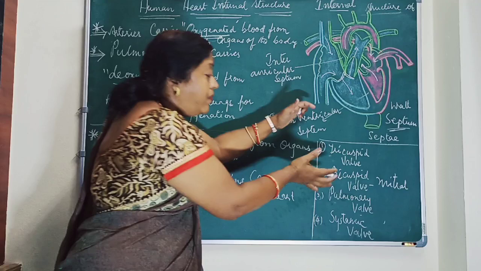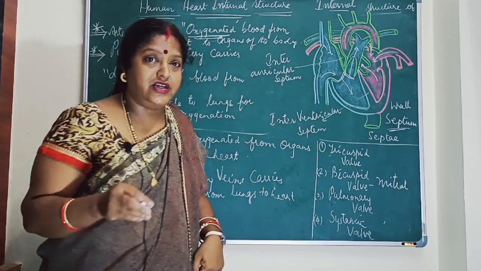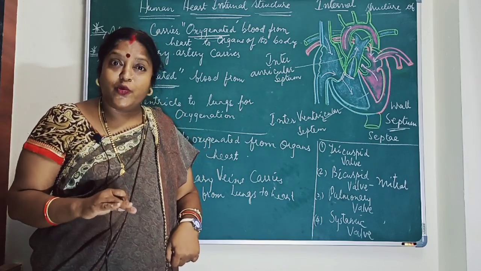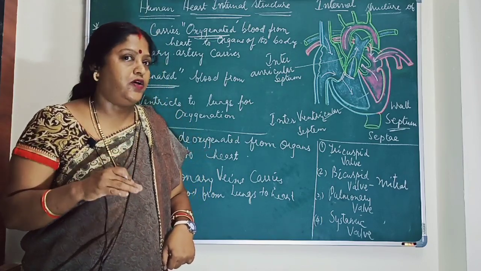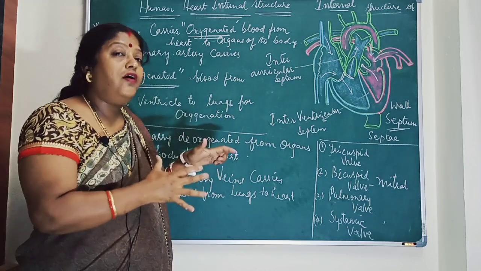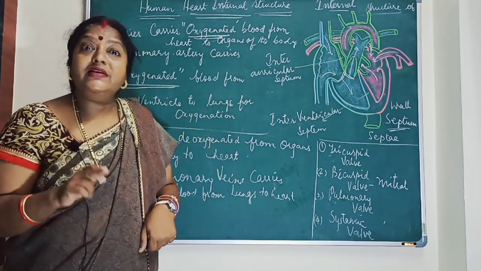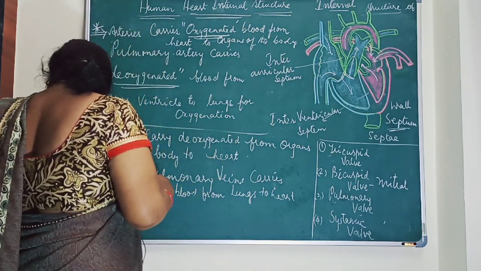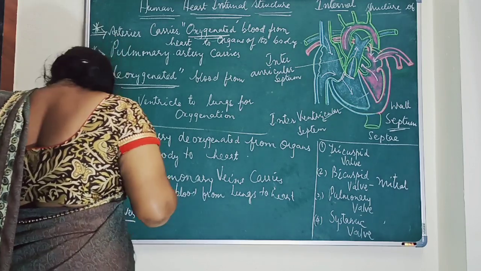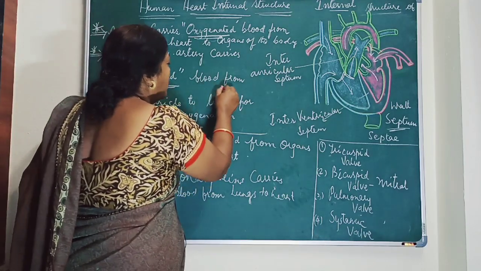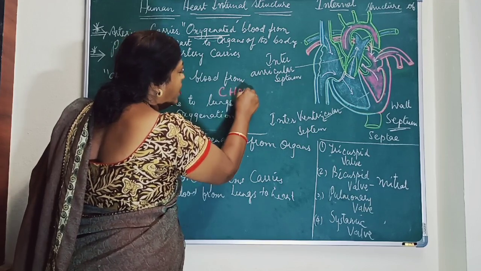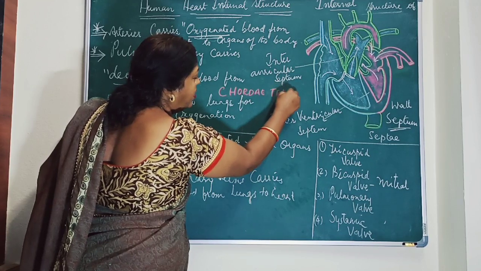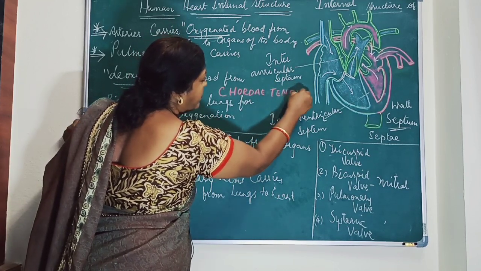Okay, then these valves are held in a position. You might have heard in many cases, children, valves are closed, people talking. Okay, so these valves are held in position by strands of connective tissue, and that is called chordae tendineae. Okay, so here I am writing, this is chordae tendineae, C-H-O-R-D-A-E T-E-N-D-I-N-E-A-E.